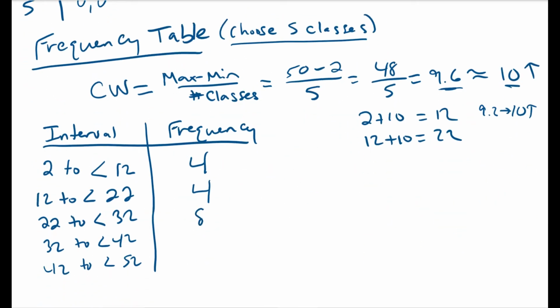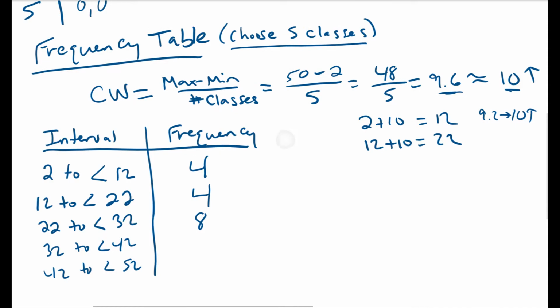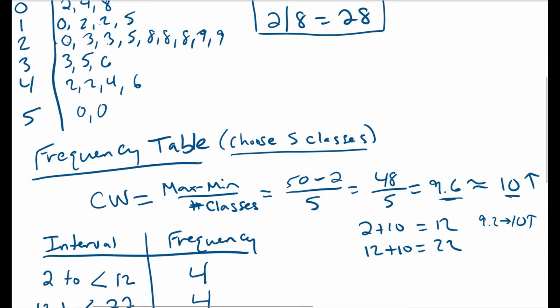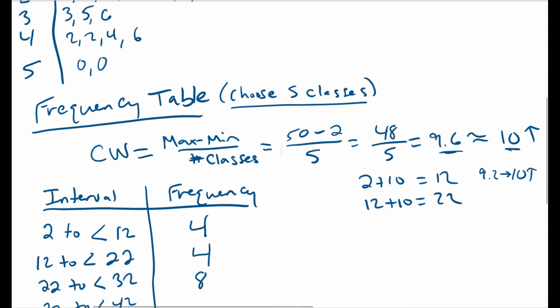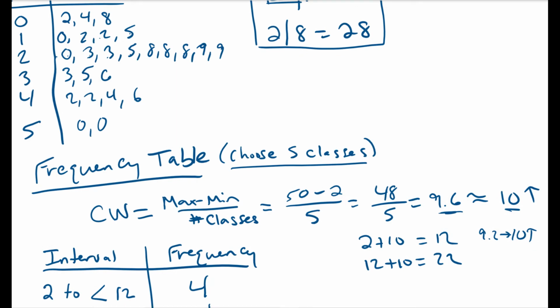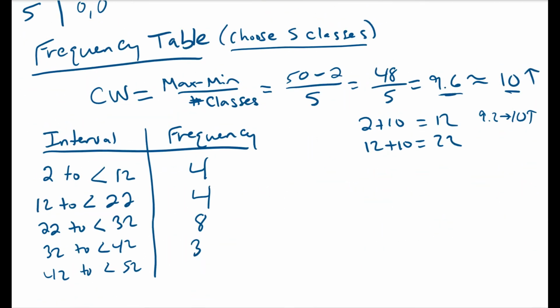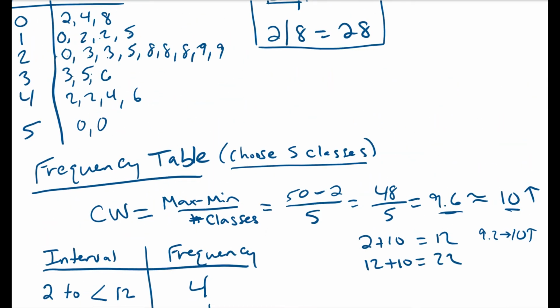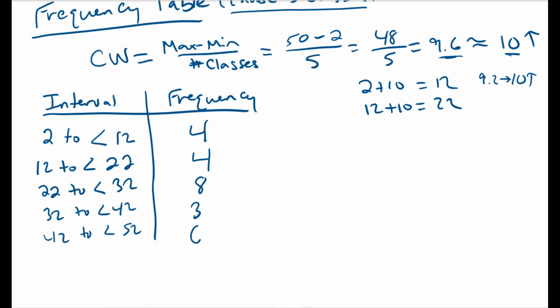So we have 8 numbers. From 32 to 41, basically, about 3 numbers. And then from 42 to 52, we got 6 numbers.